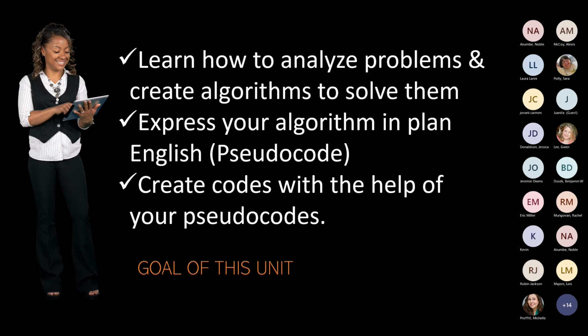Now, when you write out your algorithm in plain English, it's called pseudocode, because it's like code, but it's not real code. It's just plain English. Once you have that plain English, you can begin to write the code over the pseudocode, which is what we mean here by creating code with the help of your pseudocode. So this is mostly computer science.